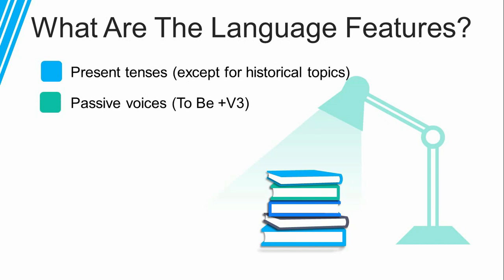And then the second one is passive voice. If you still remember, we learned this in the first semester, and the formula is to be plus verb 3. Why do we learn passive voice in the first semester? It's because in the second semester we have this kind of text, explanation text. So later on you will find lots of passive voice in the explanation text.